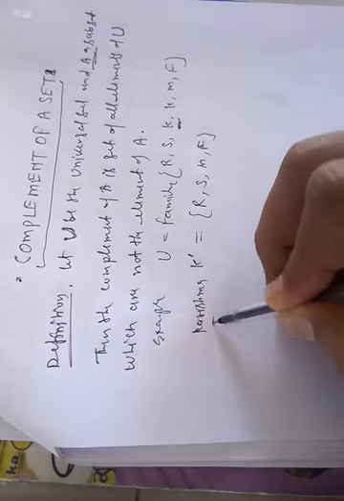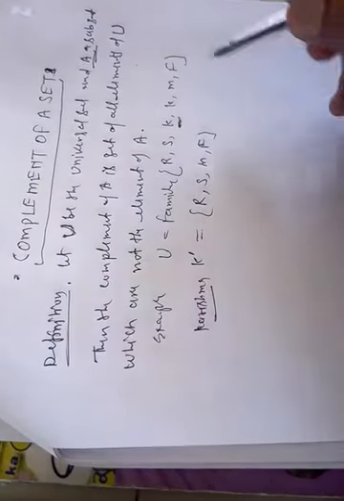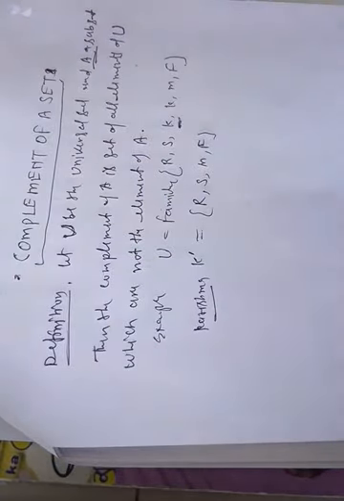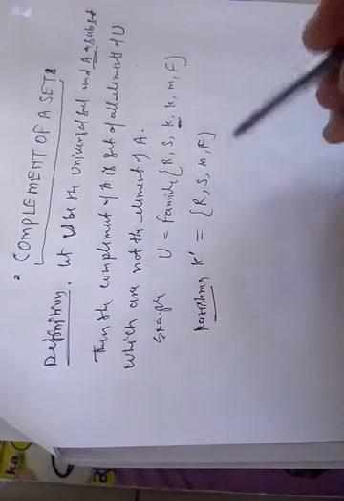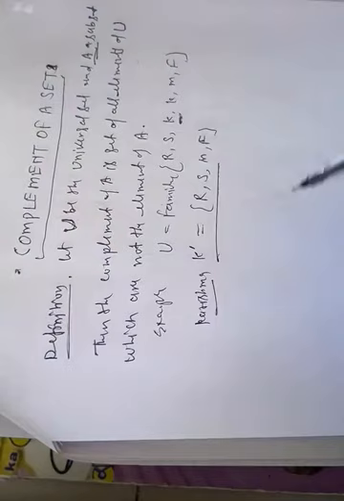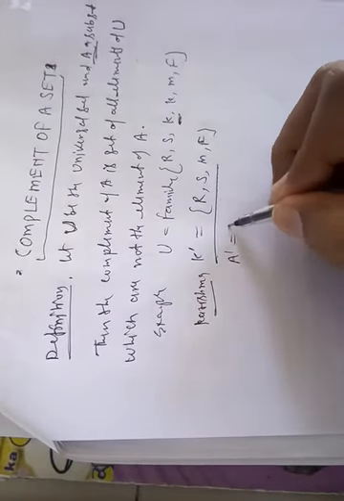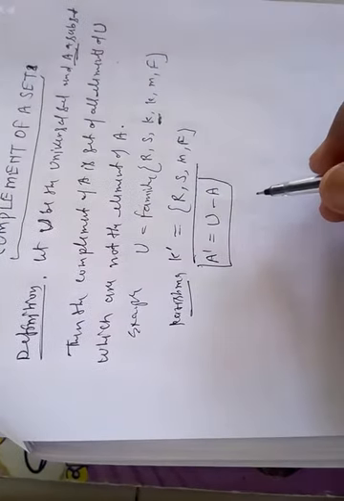Complement of K. So this is a complement. The union is the family; without a member is the complement of that member. Removing a member is called the complement of the member. Clear? And we use: complement of A equals U minus A. This is the formula.